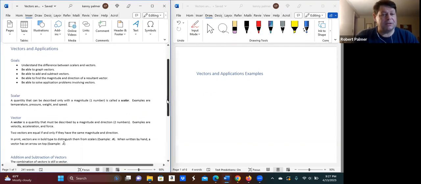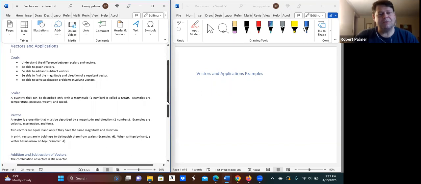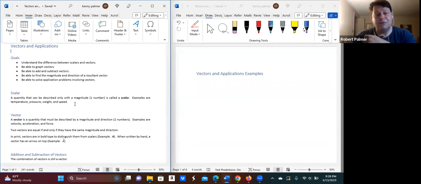So let's start. There are essentially two types of numbers we deal with in real life. The number we're usually used to most of the time is called a scalar. A scalar is a quantity that is described only with a magnitude, only with one number. Good examples are temperature, pressure, weight, and also speed. Like if I just say how fast are you driving down the highway, 60 miles an hour, that's speed. All these things only needed one number to describe them.